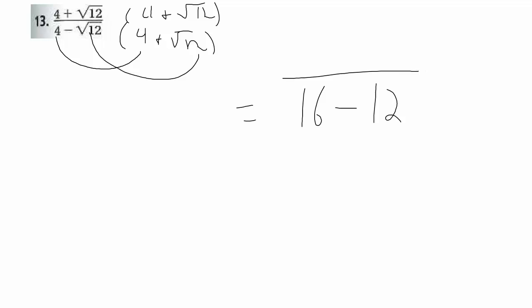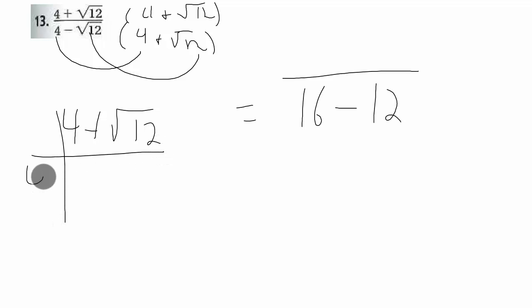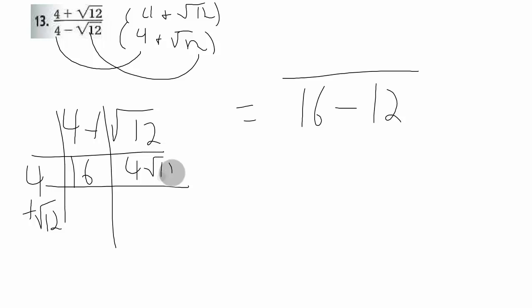The top, I'm going to FOIL. I like to use the rectangular method. 4 plus square root of 12 right here. Put another 4 plus square root of 12 right here. And then do little boxes. We get 16. This is 4 root 12. There's another 4 root 12. Then there is just 12.